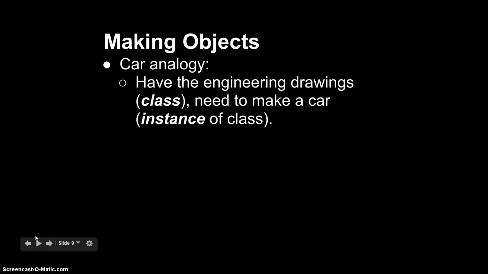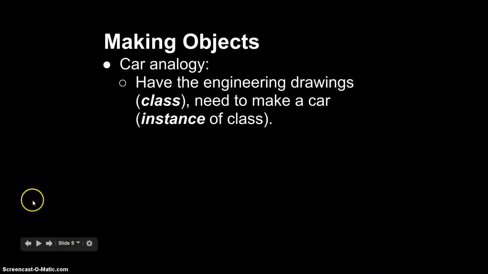Can each individual instance differ from the other ones? The answer is absolutely yes. I can have cars that are red, blue, green, big, small, medium, be convertible or not, but they could all theoretically come from the same engineering drawings. So that's the idea, kind of an instance of a class.